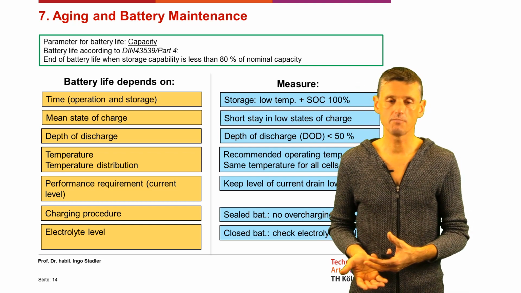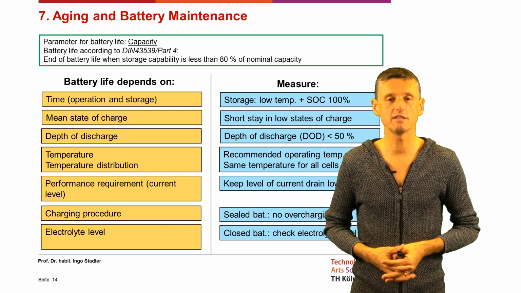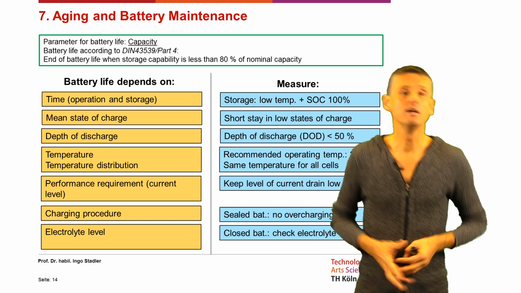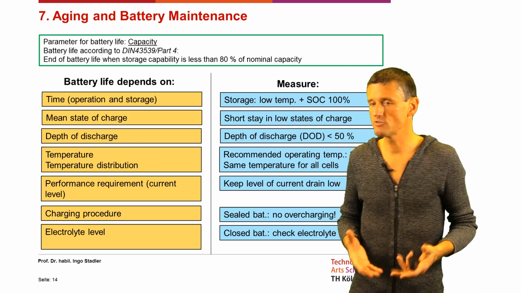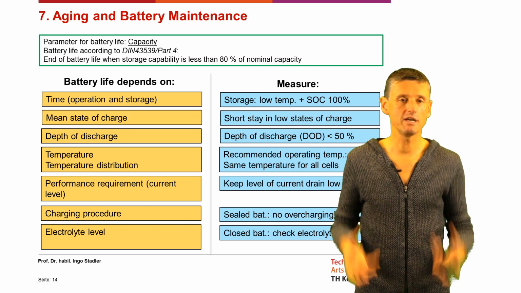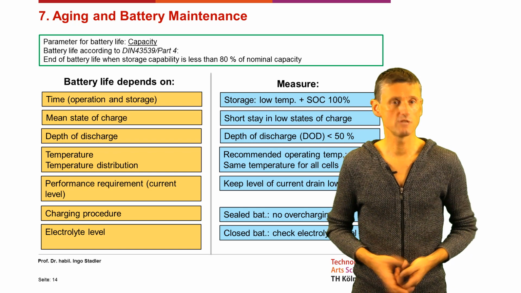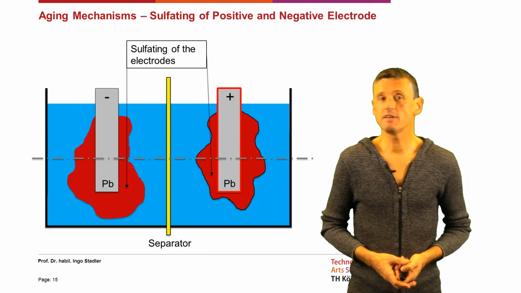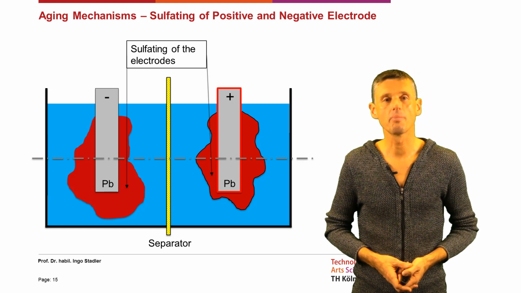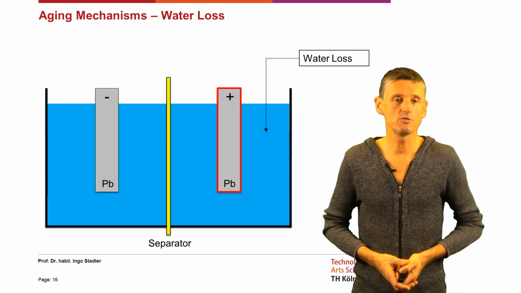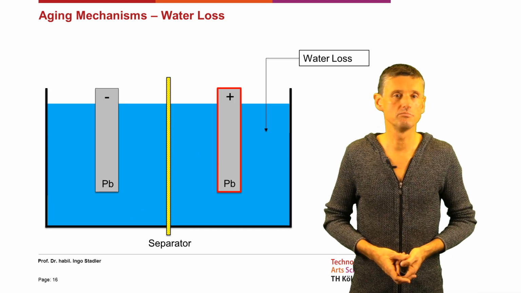Especially in sealed batteries, overcharging needs to be prevented, else the battery could be destroyed. In flooded batteries, it's just that the oxygen and hydrogen are released. And the electrolyte level plays a role, so we need to check the electrolyte level. When it's too low and the plates are exposed to air, then we have corrosion. To sum that up, sulfating of the positive and negative electrode is an aging mechanism. Water loss by too high charging currents is an aging problem.